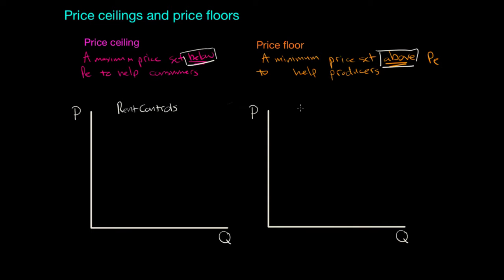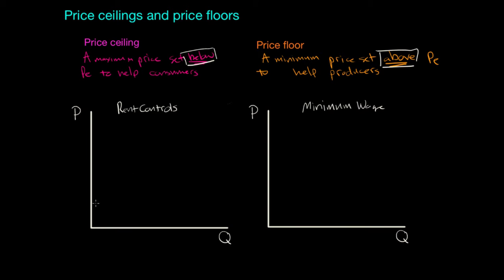As an example of a price floor, we're not going to look at a market for a good, rather we're going to look at the market for a resource. And the resource we'll look at is labor. Nearly every state in the United States and many countries have what we call minimum wages. A minimum wage is essentially a price floor in the market for labor. A minimum wage is set above the equilibrium wage rate in a market in order to help not producers, but in this case households who are supplying their labor to the labor market.